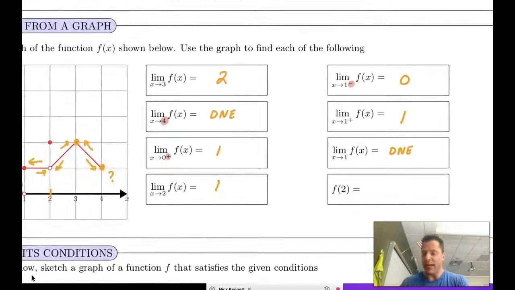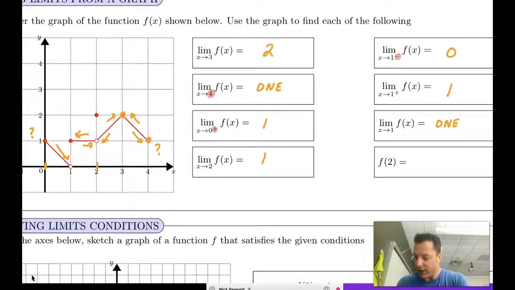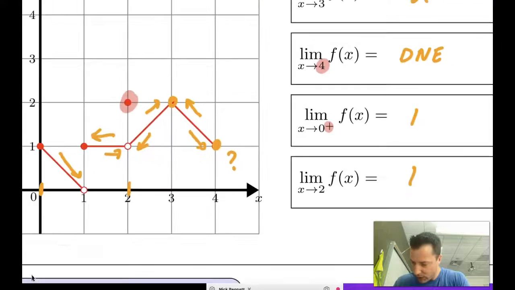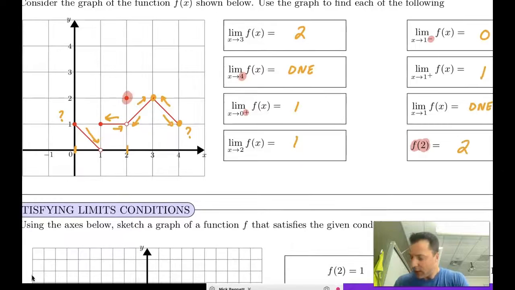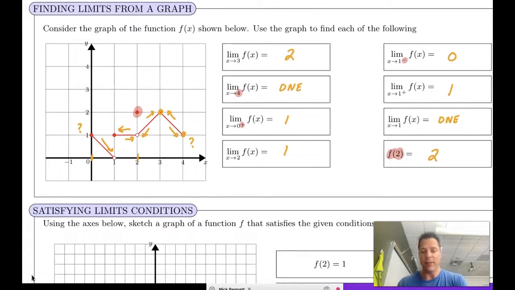The last little value here is f of 2. That is a function value. And f of 2, let's just do this in red, is right there. f of 2 is equal to 2. And so that's how we find that limit from a graph.